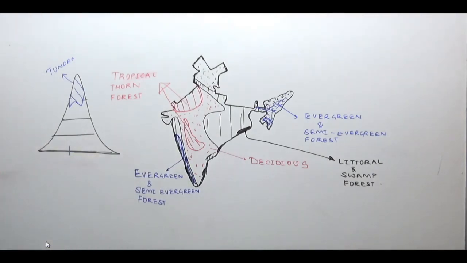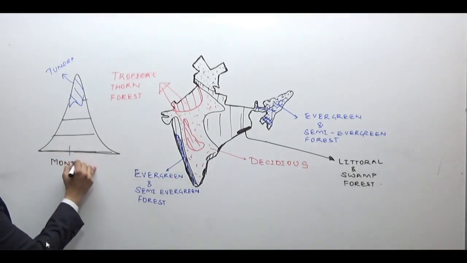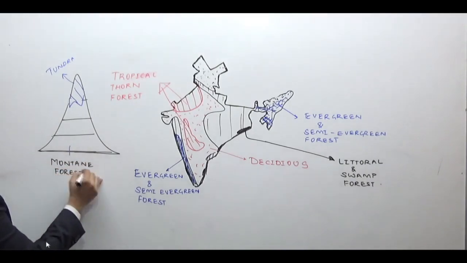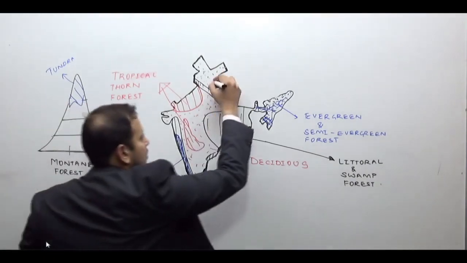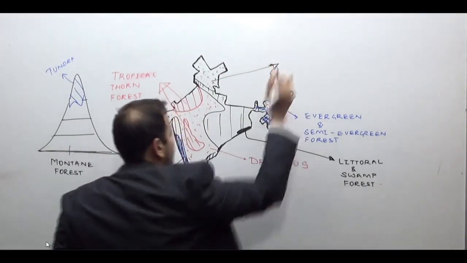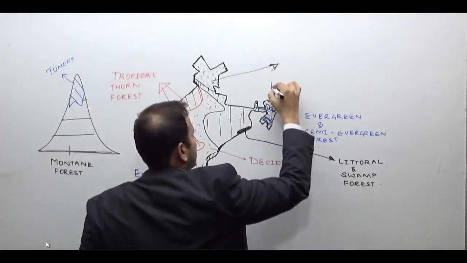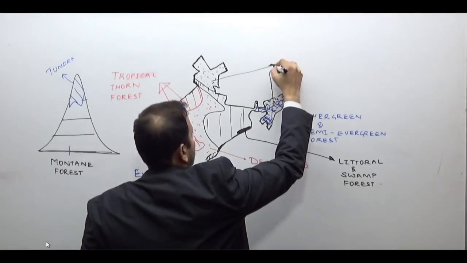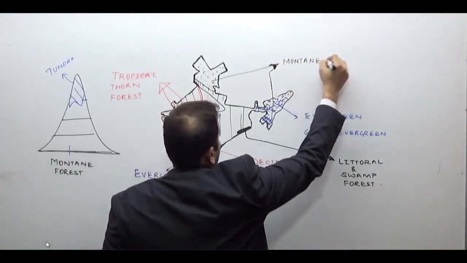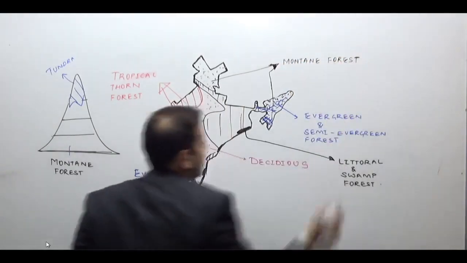These are known as mountain forest. And in India, the mountain forest will be found in the higher reaches of the Himalayas and also in the higher reaches of the peninsular plateau region.